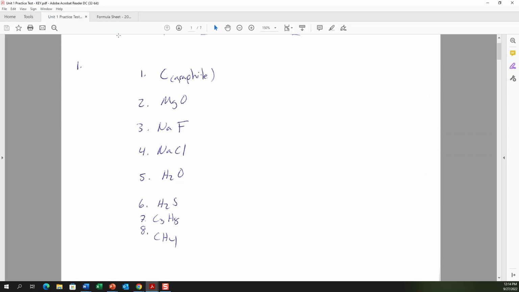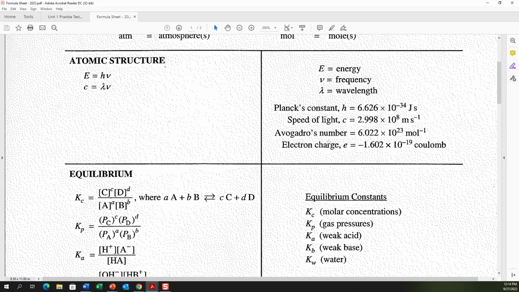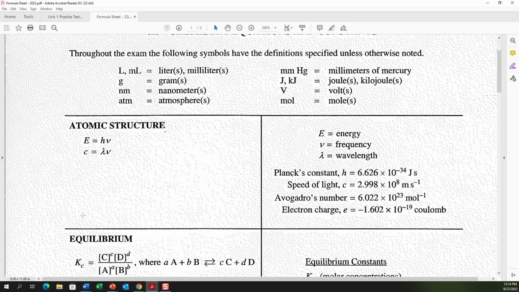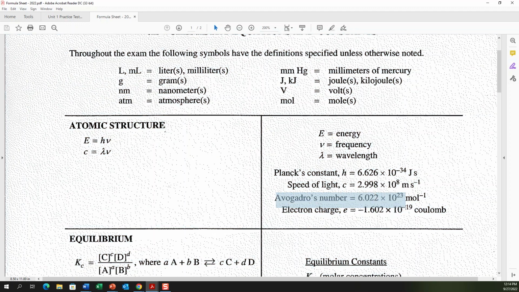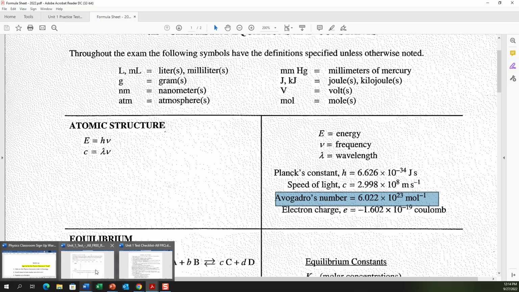And the other thing to remember is when you're taking the test, you're going to have a formula sheet. And remember, for this unit, the basic formulas you're going to need are the light formulas. And you're also going to have to know what a mole is. So don't forget about Avogadro's number there. Okay, and you'll see an example with Avogadro's number here in a second. All right, so let's go to number 2.